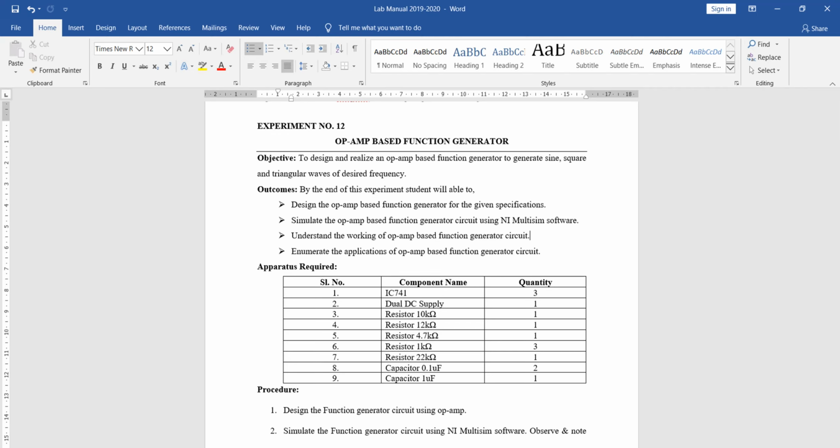Welcome to the session of op-amp and linear integrated circuit laboratory part. So in this session we will be simulating the experiment of op-amp based function generator.